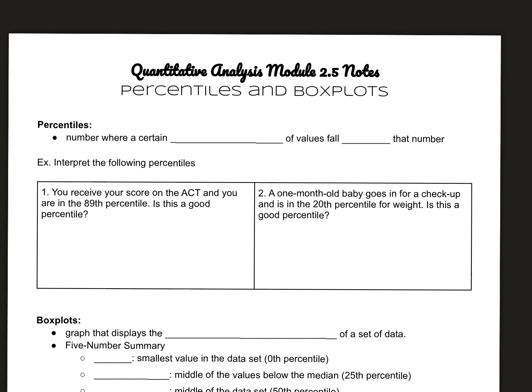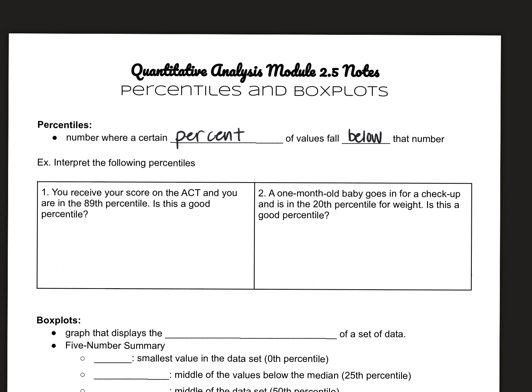So a percentile is a number where a certain percent of values fall below that number. So percentiles are used a lot in standardized tests, the medical field. So it describes what percent fall below that number. So for example, you receive your score on the ACT and you are in the 89th percentile.